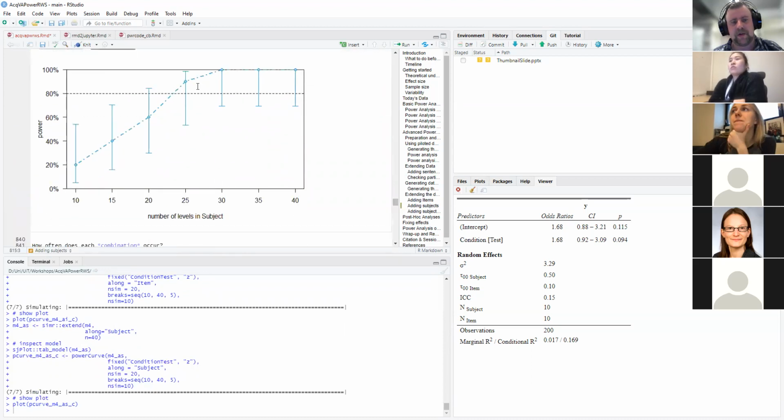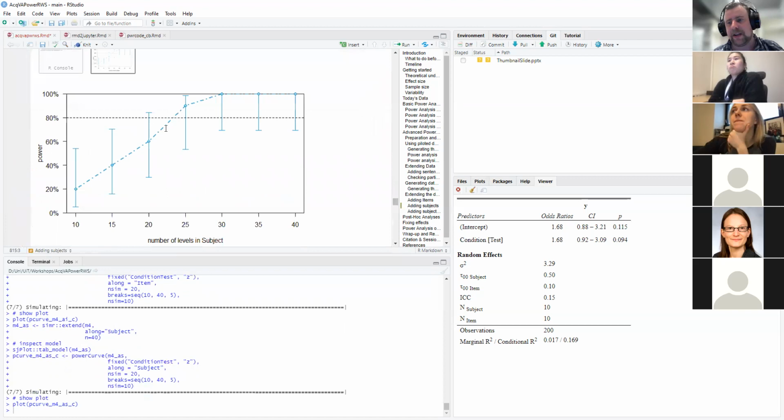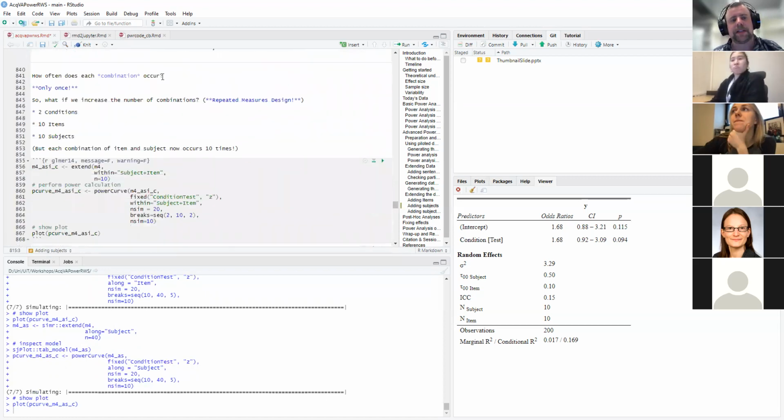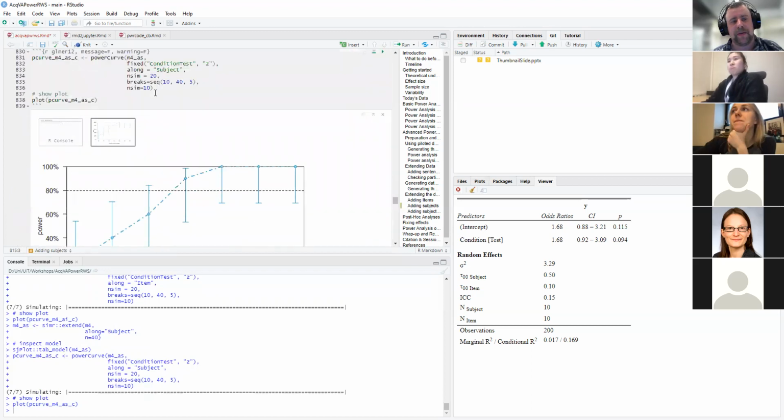Right. So here actually, if we have 25 instead of our 10 subjects, that would even be enough, right? To check if condition is significant or not, right? Okay, so that's basically how you could check either of the two. Now here comes something that's important to remember.